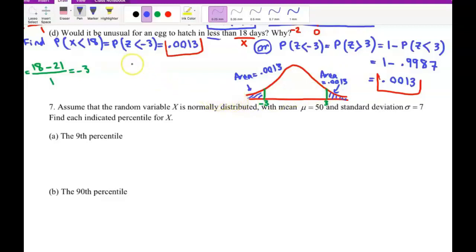Now it's asking if this one is unusual. Remember, if the answer was less than 0.05, then yes, that is unusual. So since we have 0.0013 less than 0.05, so yes, unusual.